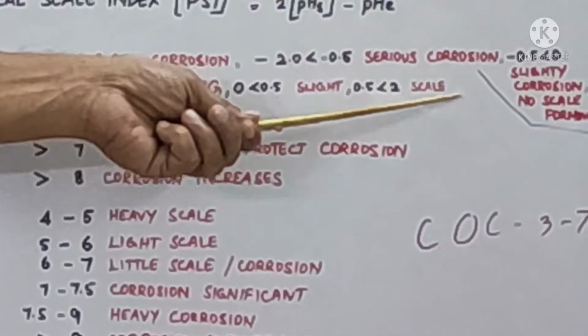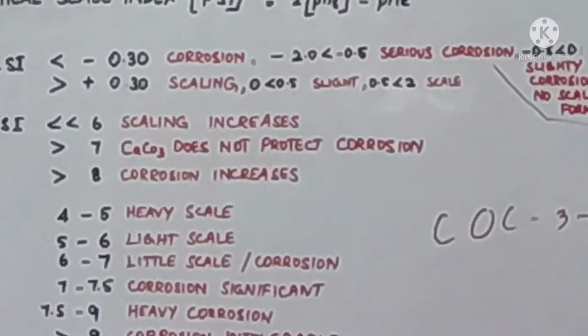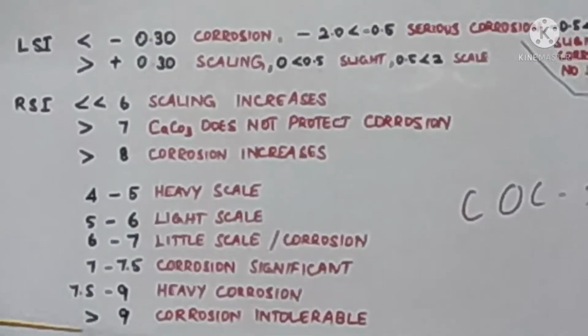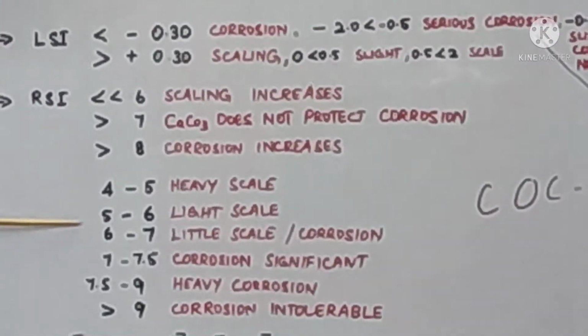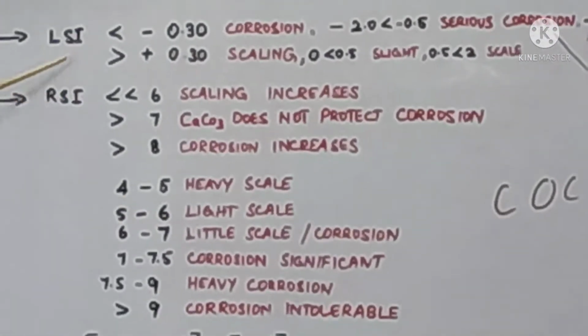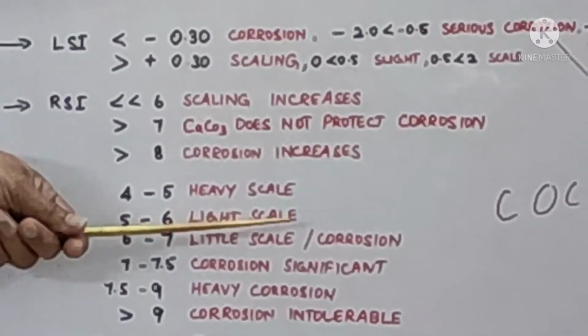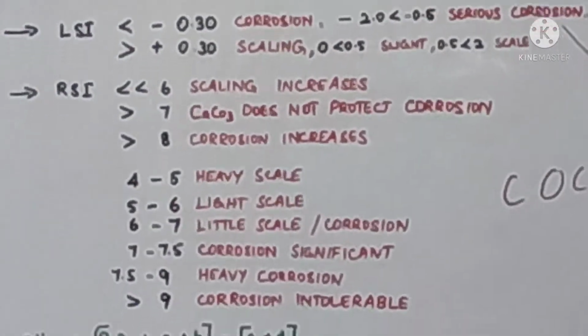They all switched over to scale forming. So everybody is going for the scale forming, and this value they will go for, 5 to 6 value based on RSI, and they will go for a descaling agent.